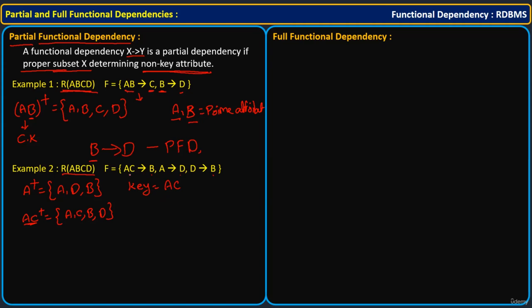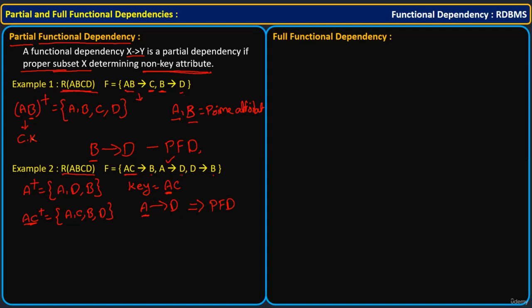Now if you observe, this is fine: AC deriving B is complete dependency, since the non-key attribute B is dependent on the complete key. But when you come to this functional dependency, A derives D, A is part of the key, that is a proper subset. A proper subset deriving a non-key attribute, so this is also going to become a partial functional dependency. Okay, so in this way, for any FD, we can derive whether it is a partial functional dependency or not.